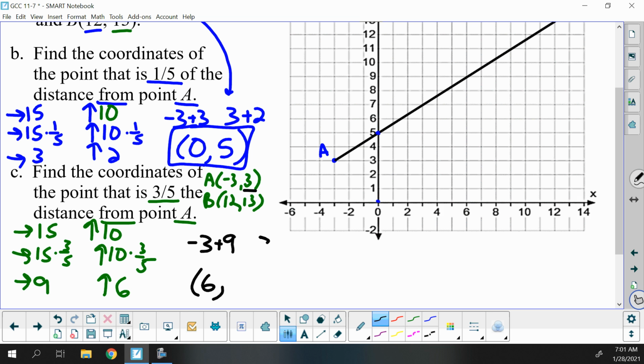A's y value was 3. If we're moving up 6, that's in the positive direction, so we'll be adding 6. 3 plus 6 just gives us 9 for our new point. After you get your point, just check to see if it seems reasonable. 6, 9 is on our line, so that does seem reasonable.